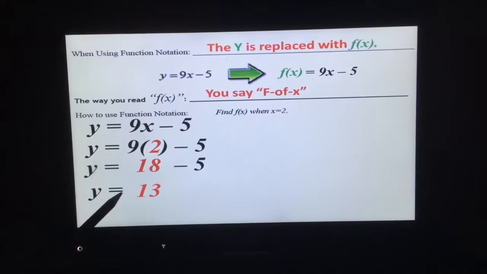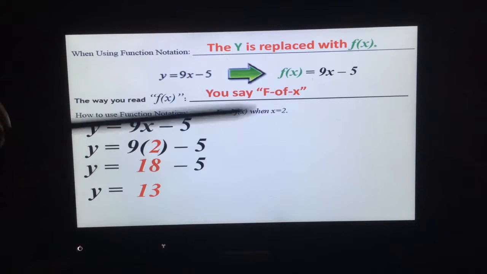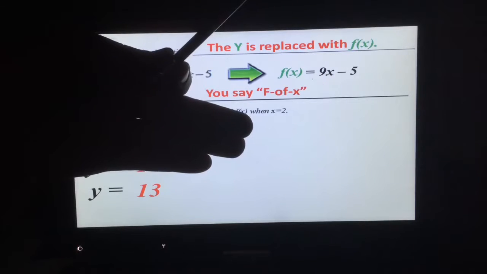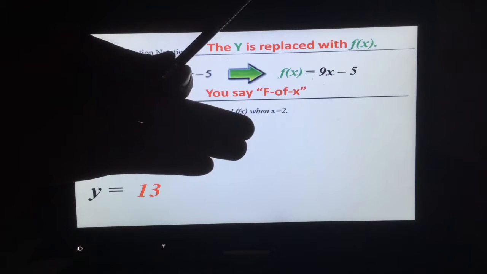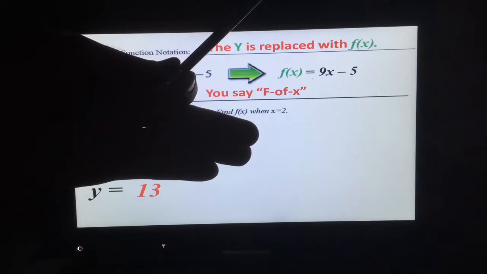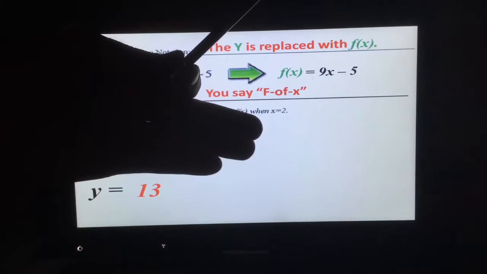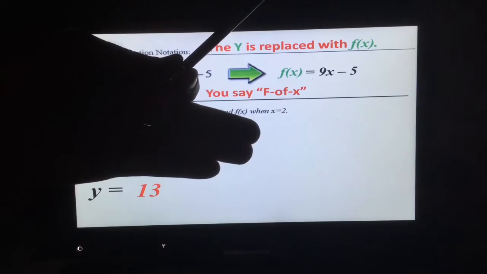Now, say that none of this was here. Okay, let me cover that up. Say that that wasn't there. What you know is that y equals 13. That's all you know, so you only know the output. You do not know what we started with. You probably do because we just did it, but say that it was 2 weeks from now, you would not know that we plugged in a 2 to get 13.